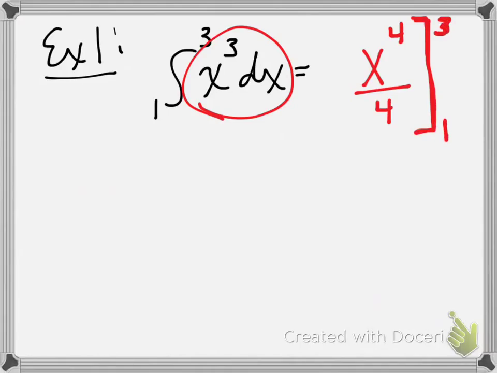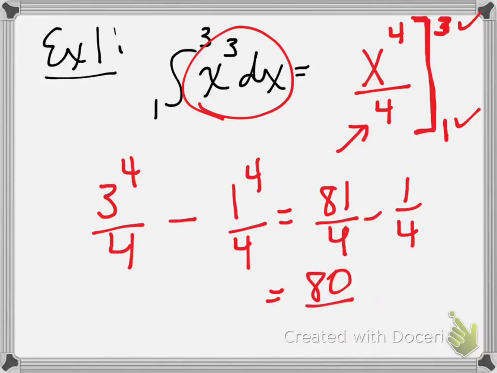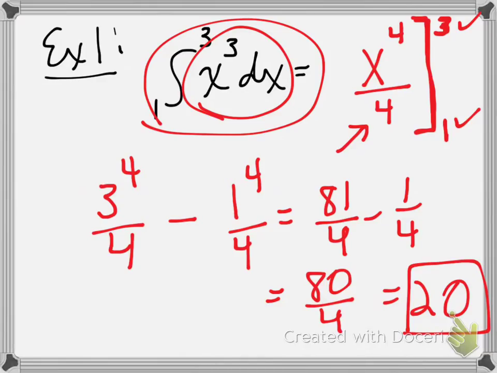So basically I'm just saying here is the antiderivative. Now I'm going to plug in the 3, and I'm going to plug in the 1, and I'm going to subtract them. Okay? So that means 3 to the 4th over 4 minus 1 to the 4th over 4, which is 81 over 4 minus 1 over 4, which is 80 over 4, which is 20. So the definite integral of x cubed dx from 1 to 3 equals 20. In other words, that's the area under the curve on that interval from 1 to 3.